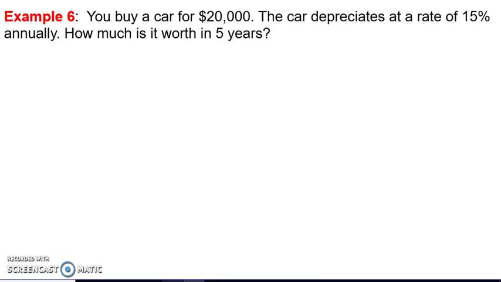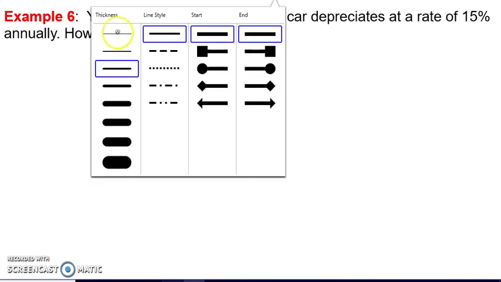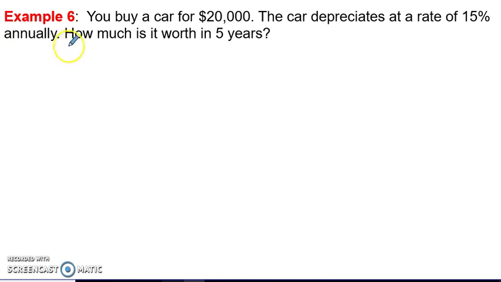Okay, example 6. So you buy a car for $20,000. The car depreciates at a rate of 15% annually. How much is it worth in 5 years? So let's go ahead and write out our equation. So we have A equals P times 1 plus R over N to the N times T.